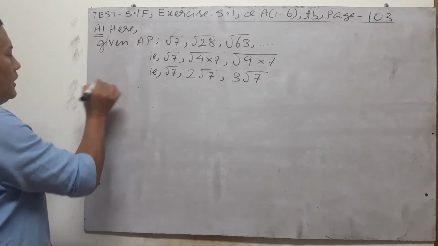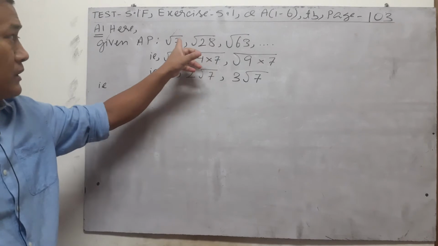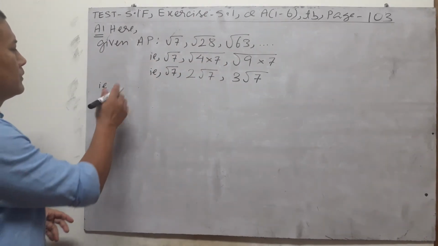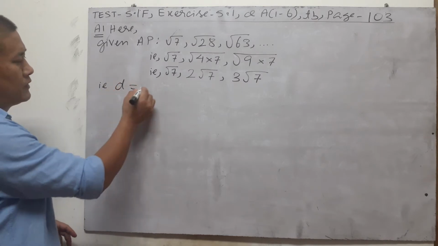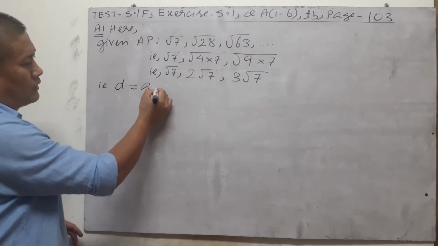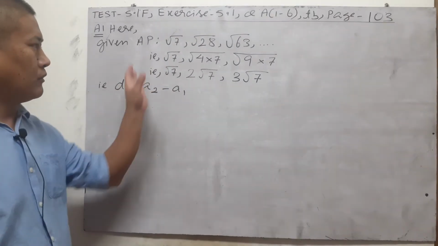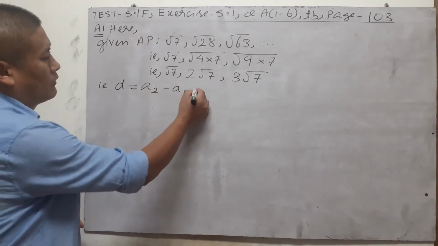Now we have to find the fourth term. First, second, third terms are given, meaning A1, A2, A3. So if you want to find the fourth term, we have to find the common difference first. So D, the common difference, is A2 minus A1. Or you can also take A3 minus A2. It's up to you. One of them is enough.